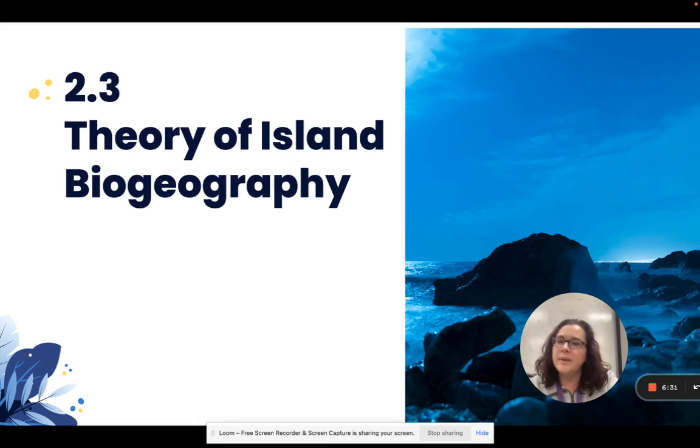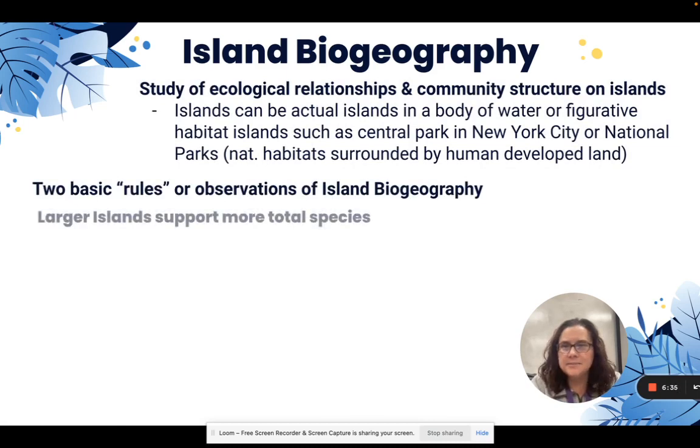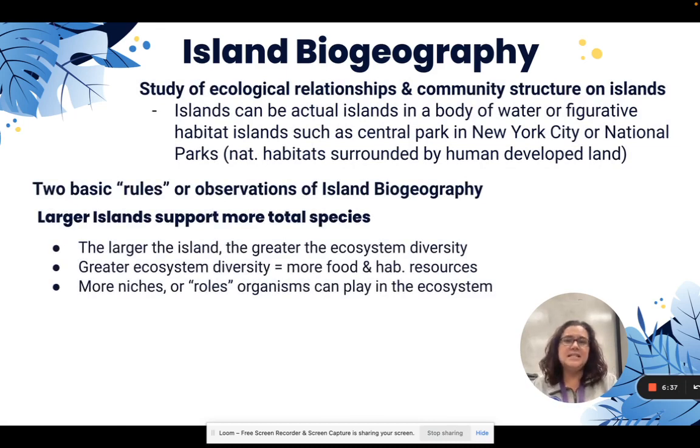I'm going to keep going for a little bit because I wanted to talk to you about the theory of island biogeography. You don't have an FRQ on it. We're going to do a lab on this in class. Generally, when we're referring to an island, we're just referring to an isolated area. Sometimes this is an actual island, like Madagascar. In other cases, it could be something like Central Park in New York, where we have this preserved, beautiful area but you're surrounded by cities. So it's an island of biodiversity.